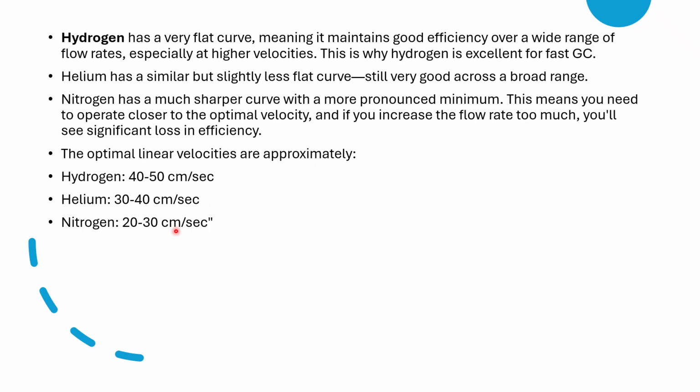So the optimal linear velocities are, for hydrogen it is 40 to 50 centimeters per second, for helium it is 30 to 40 centimeters per second, and for nitrogen it is 20 to 30 centimeters per second.